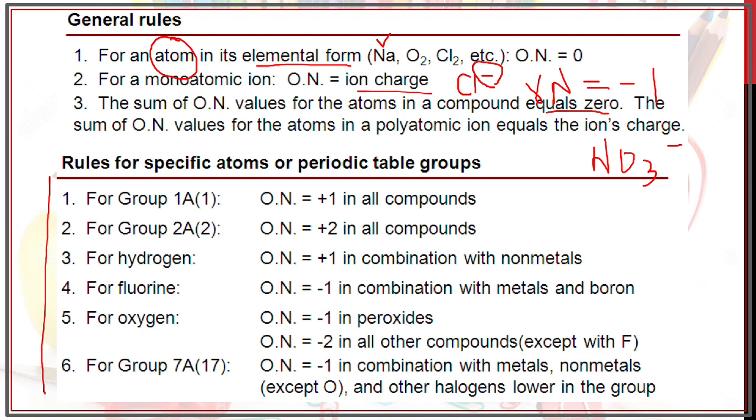For fluorine, oxidation number is negative 1 when it is combined with metal and boron. For oxygen, negative 1 when it is in peroxide form. In peroxide, oxidation number for the oxygen is negative 1. And then for oxygen in other compounds, oxidation number for oxygen is negative 2, except with fluorine. And then for group 17, it is negative 1, for example chlorine ion, bromine ion, when combined with metal, and non-metal except oxygen. All halogens lower in the group should have oxidation number negative 1.